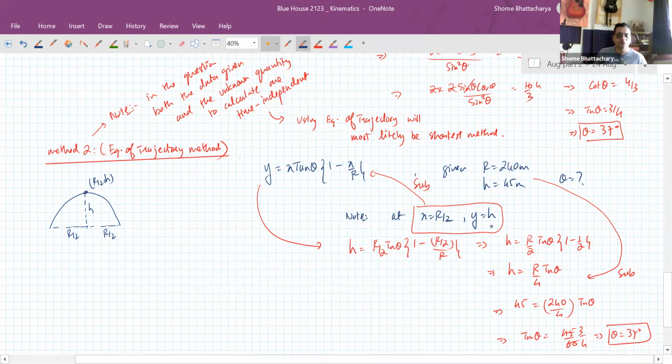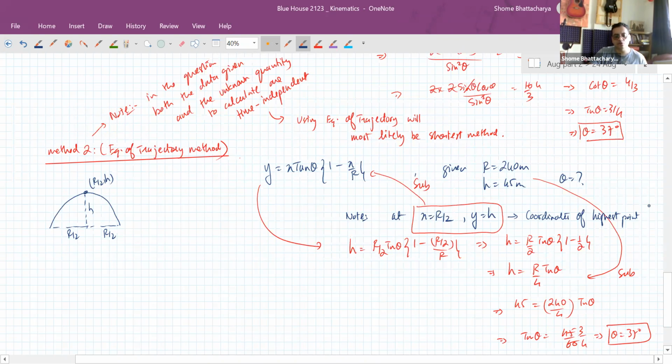So these are the coordinates of that highest point. The y coordinate is h and the x coordinate is r by 2. So that point is also part of the trajectory, so it has to satisfy the equation of trajectory. So when we substitute those coordinates in the equation of trajectory, that gives me a relationship between h and r, and that relation is in the step below, that h is equal to r by 4 tan theta.